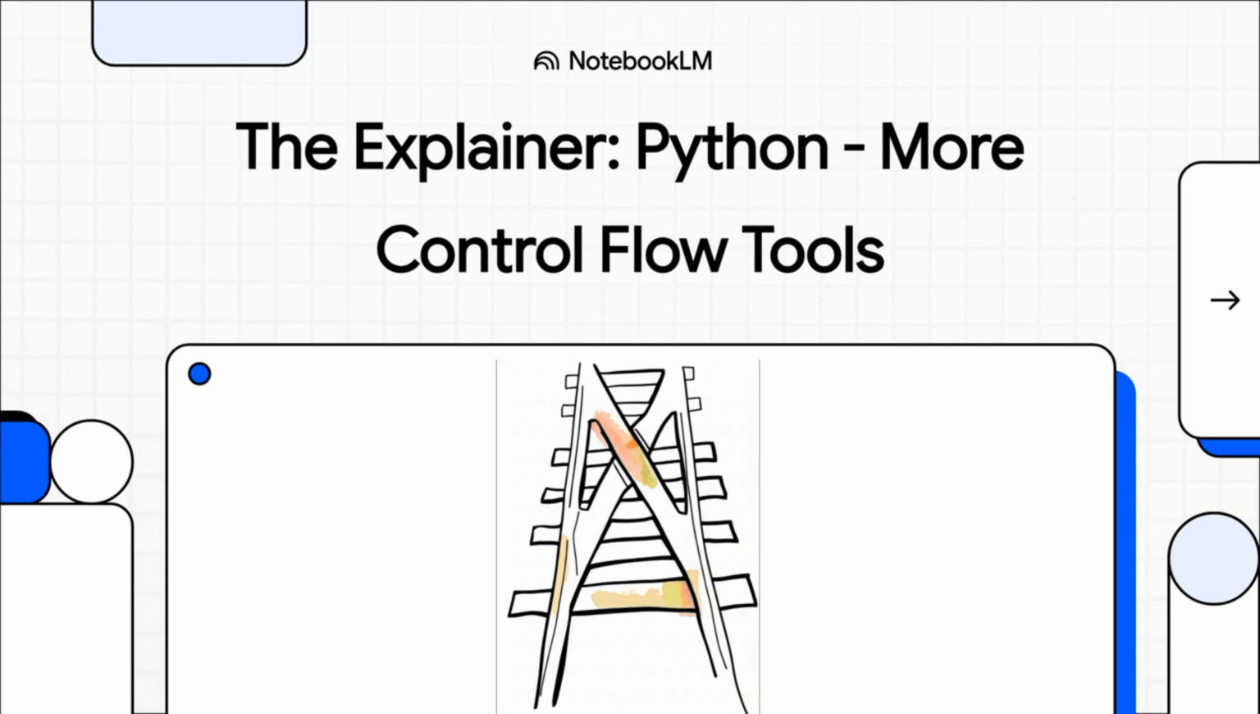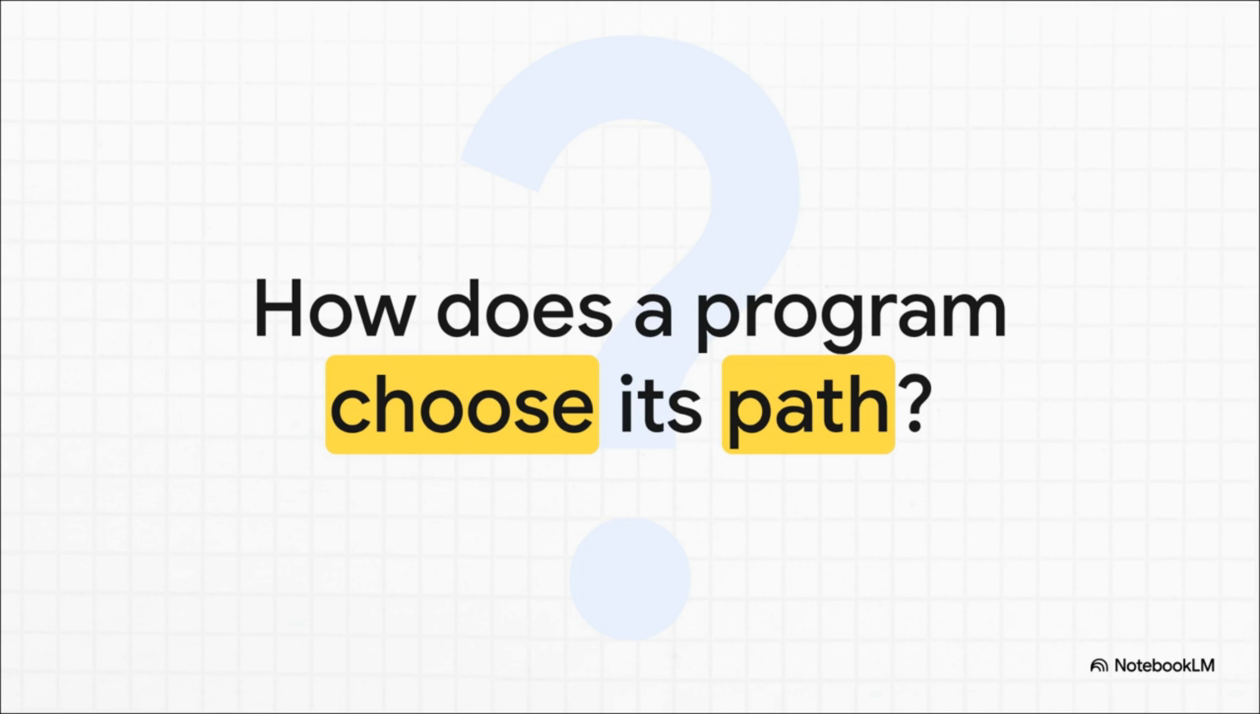At its core, programming is all about controlling the flow. Just think of your program as being on a journey. At every step, it could hit a fork in the road. Does it go left? Does it go right? Does it just keep going straight? Control flow tools are basically the road signs that guide your program down the right path.